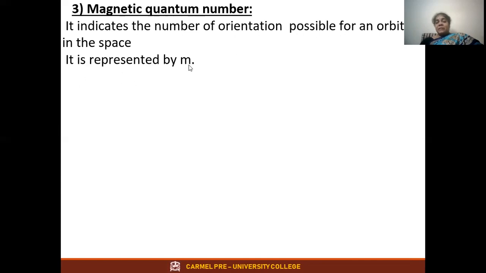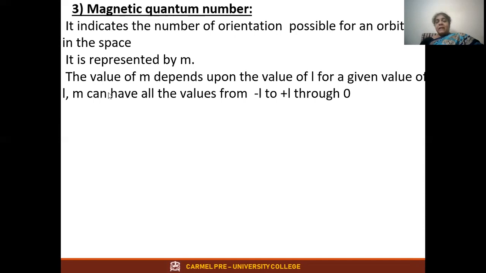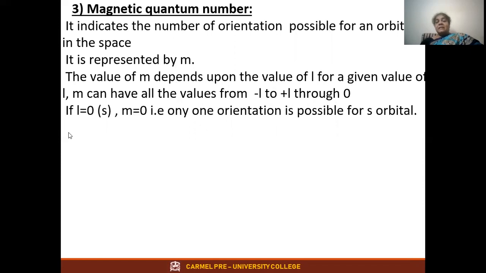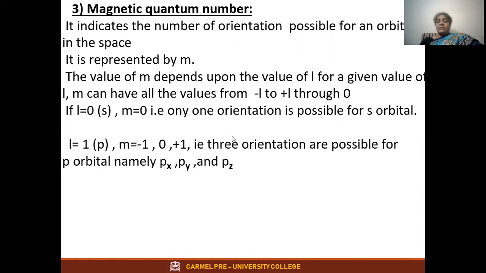It is represented by small m. The value of m depends on the value of l. For a given value of l, m can have values from minus l to plus l through 0. So, m value depends on l. Let us see the example. If l is equal to 0, m can have only one value and that is 0. So, only one orientation is possible for s orbital.